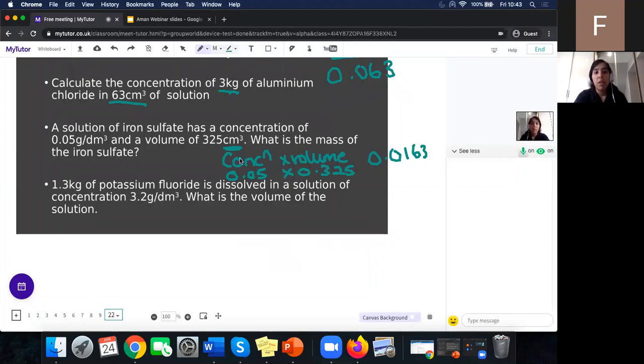How many significant figures do I need to round to? If they don't say 2 decimal places or whatever, then it's always 3 significant figures. That's the standard. Does this come in every exam board? Concentration questions are in every exam board, yes.